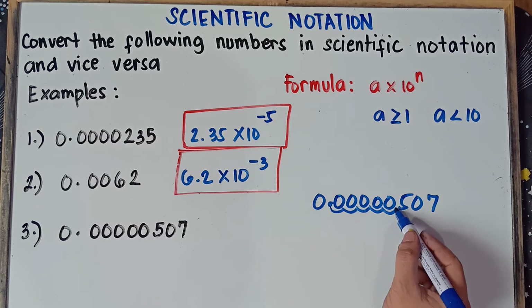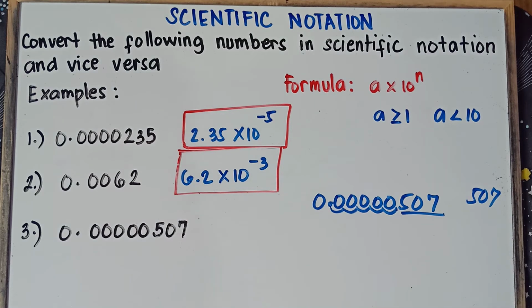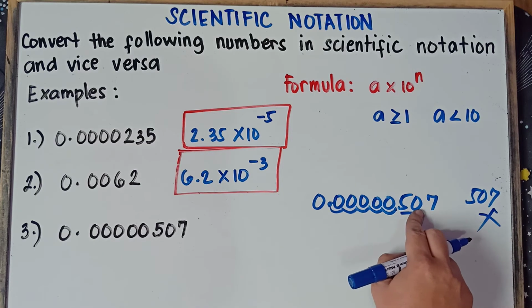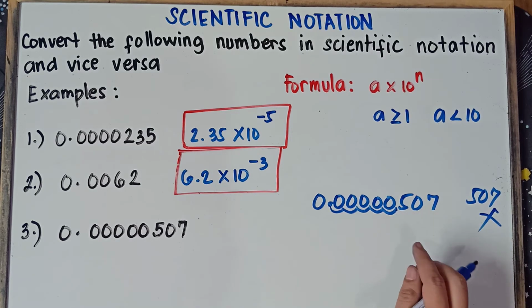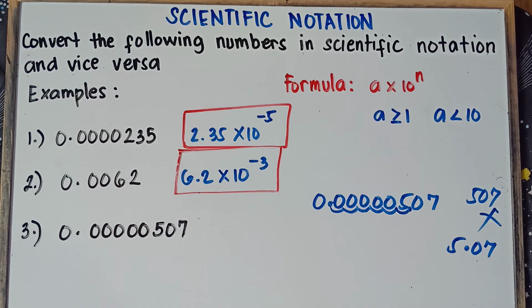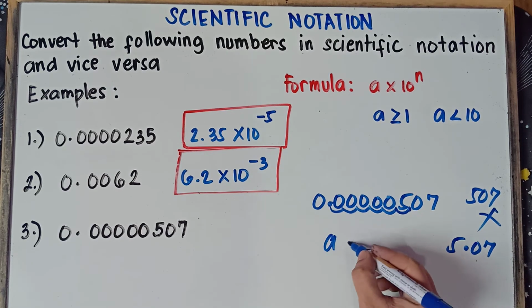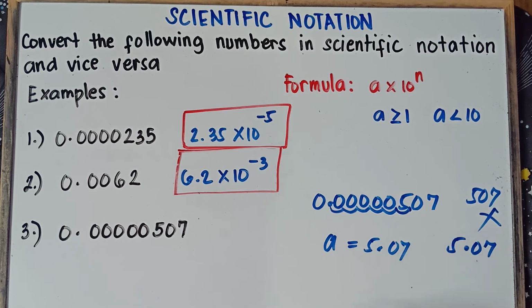Now, can we stop at this point? Nope, we cannot stop at this point because the remaining number would be 507. 507 is not less than 10, so this is greater than 10. So once again, we need to move the decimal point left to right once. 1. And we will have 5.07. Can we have that, class, with regards to the value of A? Yup, we can. This is less than 10, greater than 1. So A is equal to 5.07.